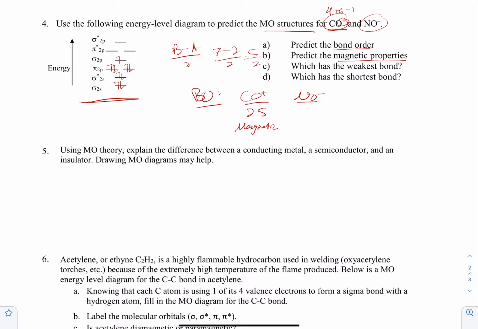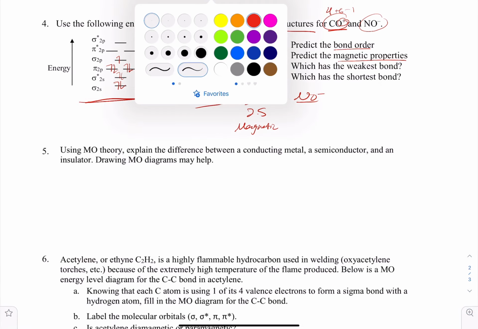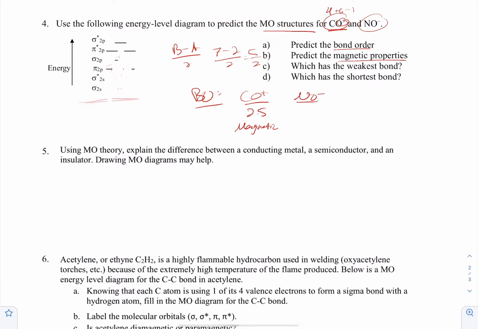So NO minus, I'm going to fill this in with a different color now. Okay, NO minus. So now we've got a total of 5 plus 6 plus 1, right? So now we've got 12. 1, 2, 3, 4, 5, 6, 7, 8, 9, 10, 11, 12. Okay, so now I've got 2, 4, 6, 8. 8 in bonding orbitals and 2, 4 in anti-bonding orbitals. So that's going to be 4 over 2, which is just 2.